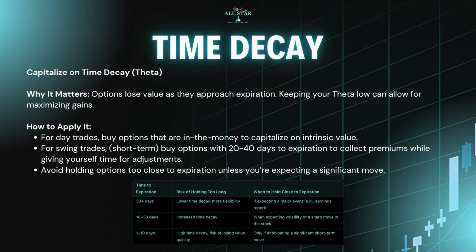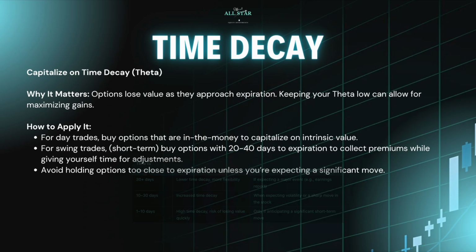So the important thing to note on this is that you want to be mindful of implied volatility changes. If the IV drops while Theta is working against you, your contract could lose value faster than you expect. So you want to choose setups where both time decay and volatility work in your favor as much as possible.